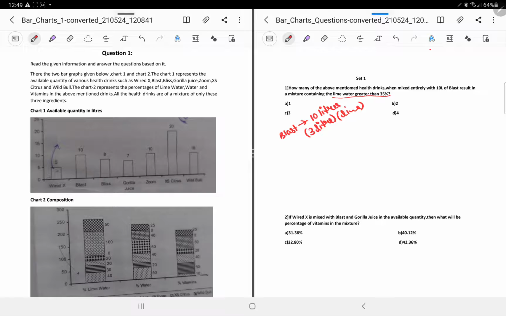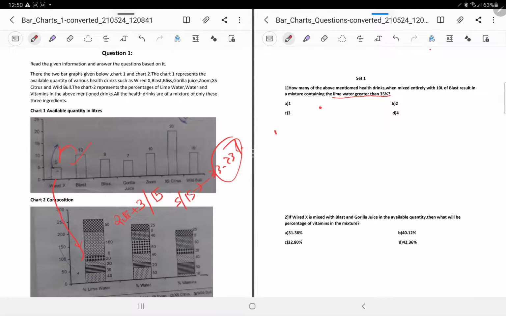We can take this Blast, then mix Wired in this, and now we know that the quantity of lime water in this is 2 liters. So 2 plus 3, and the entire would be 15. So we can say 5 by 15. This is nothing but 33.33%. So this is not making the concentration greater than 35%. Yes, this is the simple approach that we can do for this. Okay, so let's try and do this.